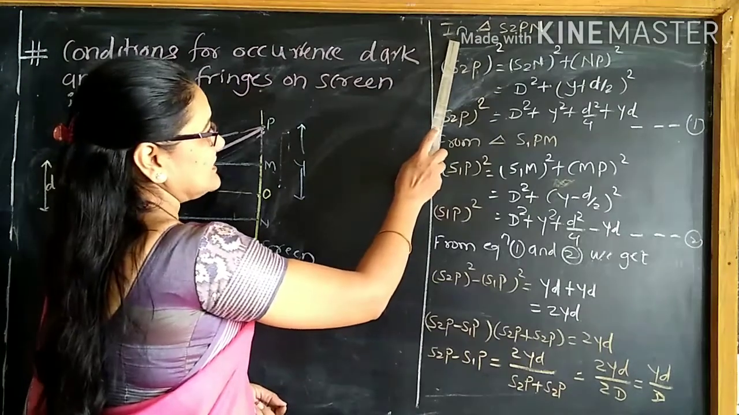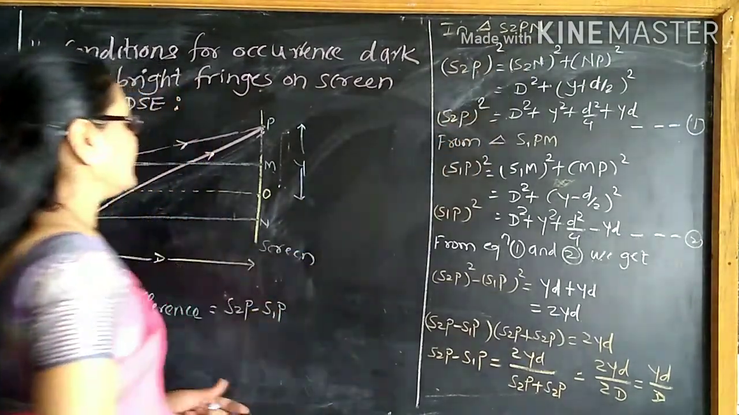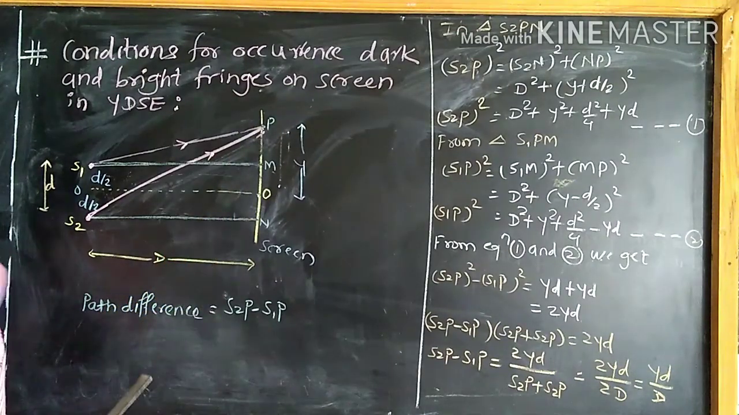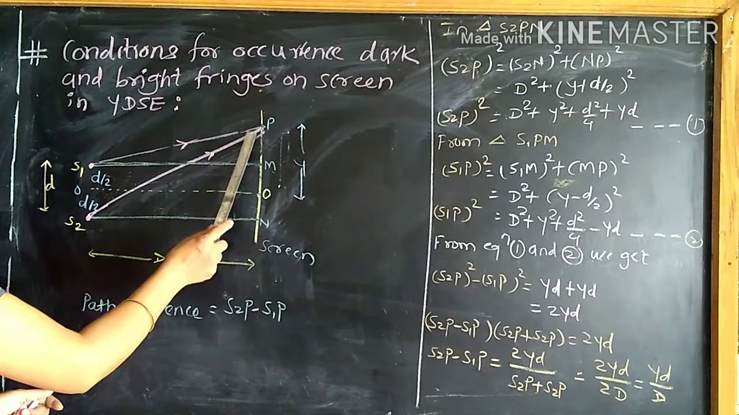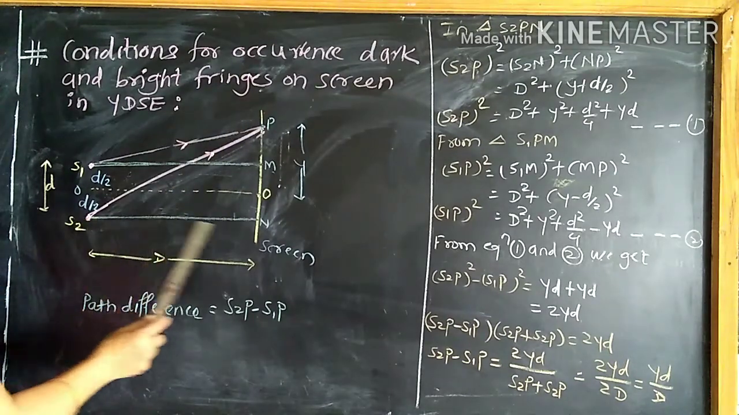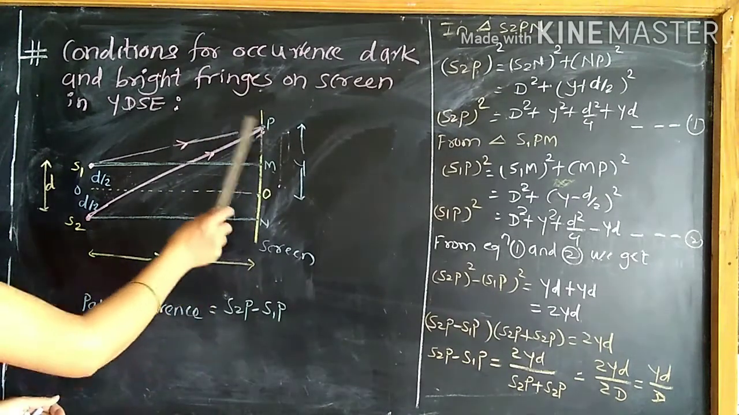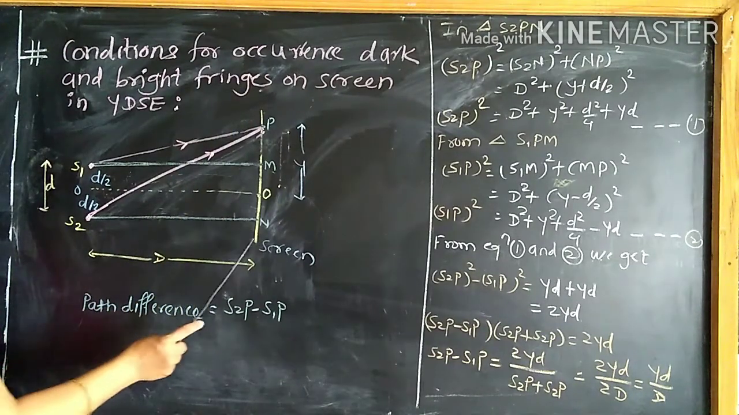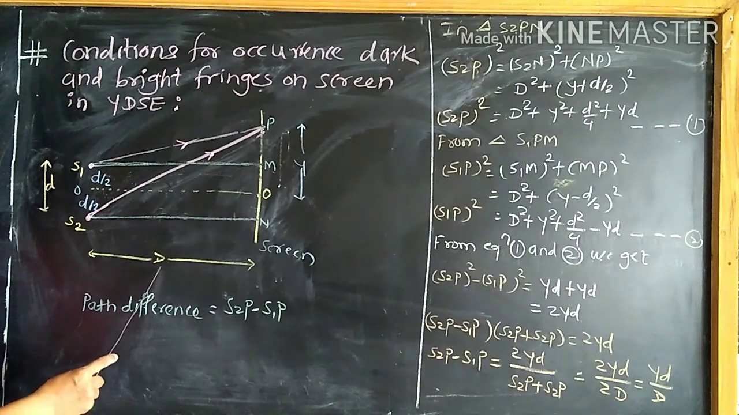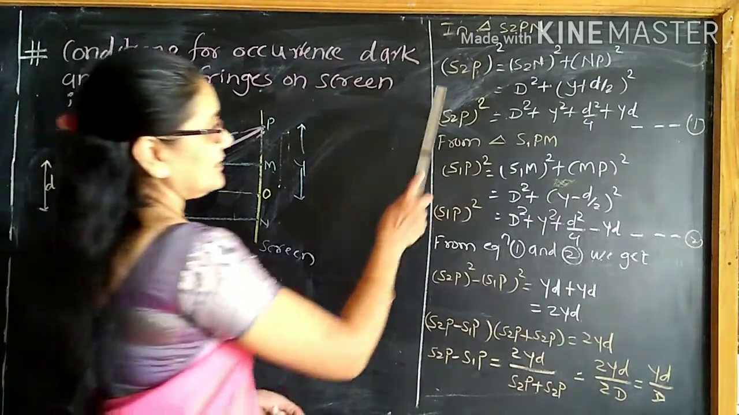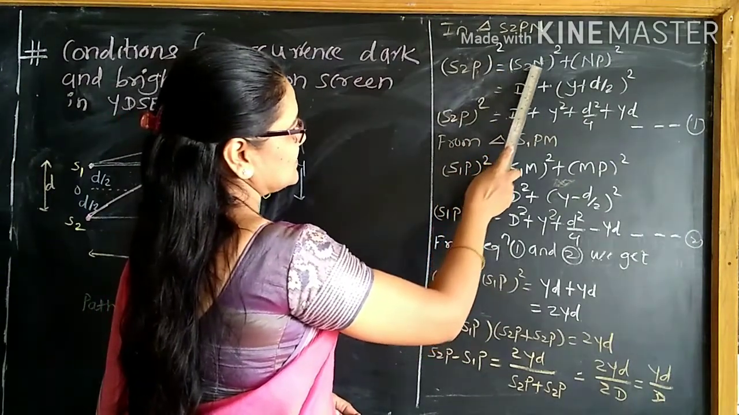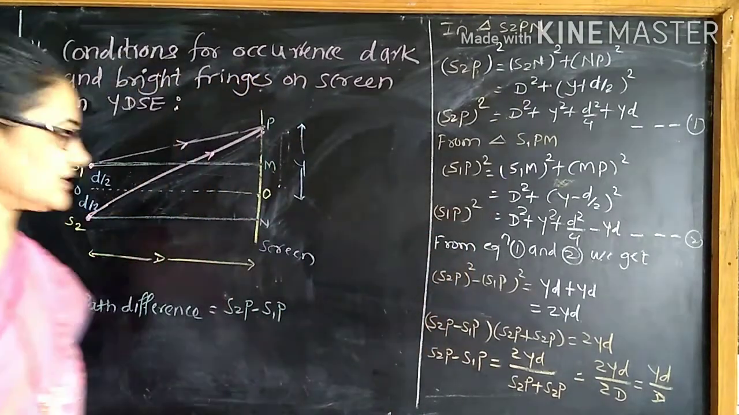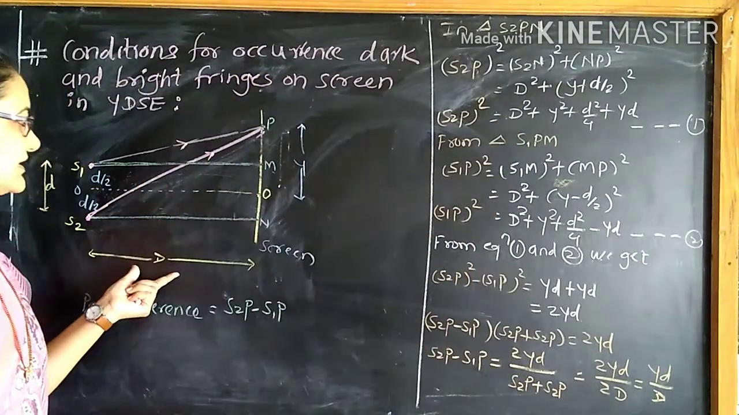Here, look at the triangle S2PN. It is nothing but a right angle triangle, and that's why S2P square is equal to S2N square plus PN square. This distance is nothing but the distance between the slit and the screen, let it be capital D. Here, S2P square is equal to S2N square plus NP square. We know that the S2N distance is capital D.